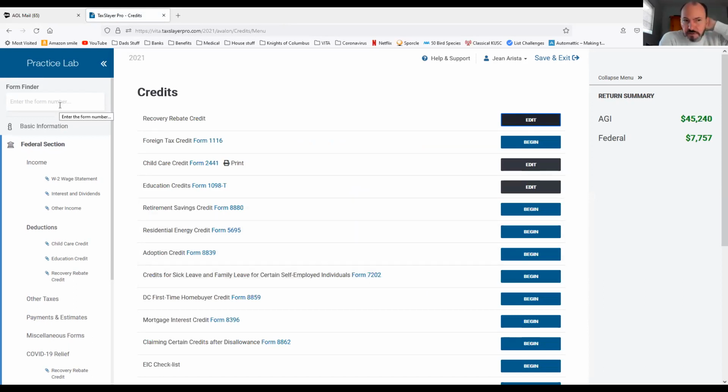Okay, and other things. I was just going to mention, if you're in TaxSlayer, you can type in form numbers here and it'll pull them up. Good point. So here are the various credits that you're going to see. Again, we talked about the child care, we talked about the education, and the foreign tax credit, and you might see it on the 1099-INT.